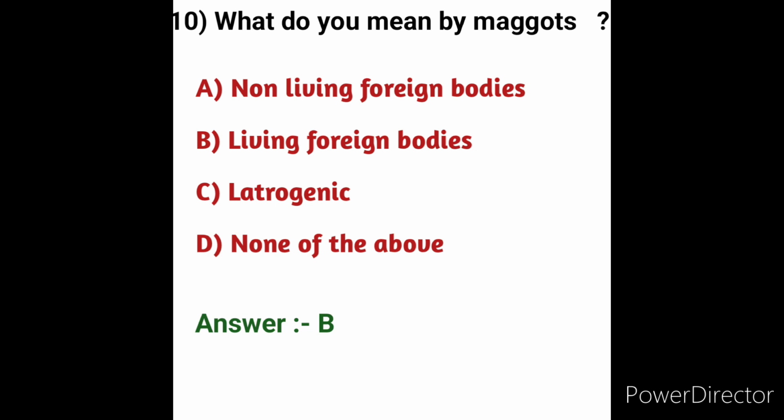Here, what do you mean by maggots? Maggots are very small worms found in decaying meat and other foods. Later they develop into flies. These all look like cream colored worms. So here living foreign bodies, option B, is the correct answer. Maggots means living foreign bodies. Next we move on to question number 11.